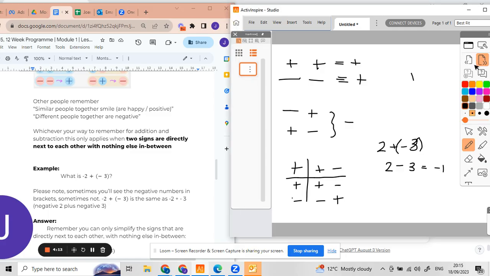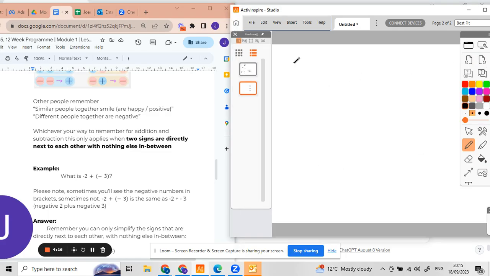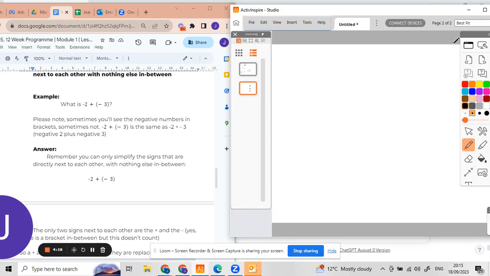Okay, let's just go through the example then that I've put there. I'm just going to go create another page. Okay, so the example. And the example is, what is -2 add -3? Now, sometimes you'll see the -3 in the bracket. Sorry, that looks like 24, doesn't it? I'm just going to erase that bit again, just to make that a little bit neater. There we go. So -2 plus -3. That looks a bit better. Okay, so sometimes that's in brackets, sometimes it's not. It's exactly the same calculation if it's in brackets or if it's not in brackets.